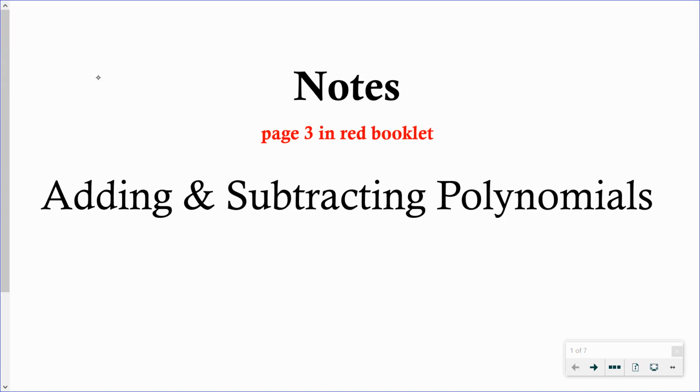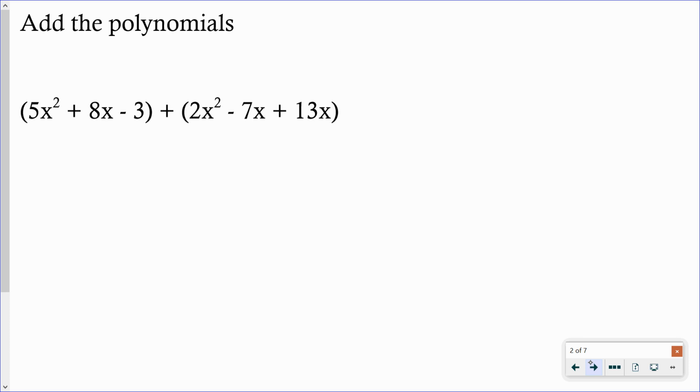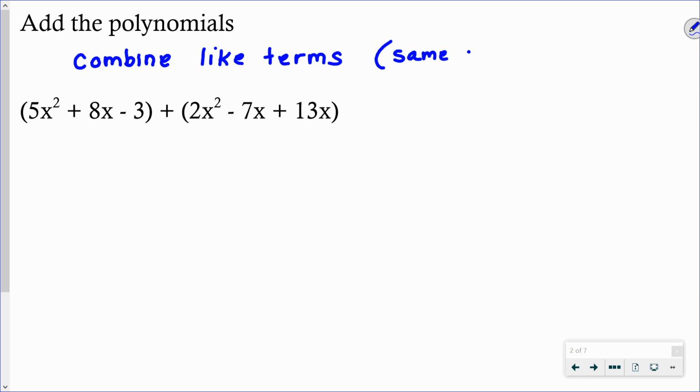Welcome to your video on adding and subtracting polynomials. Again, this can be found in your red booklet on page 3. When we add polynomials, this is actually something that you already know how to do. What you're looking for is just the opportunity to combine like terms. Now, if you've forgotten what like terms are, they have to have the exact same variable part.